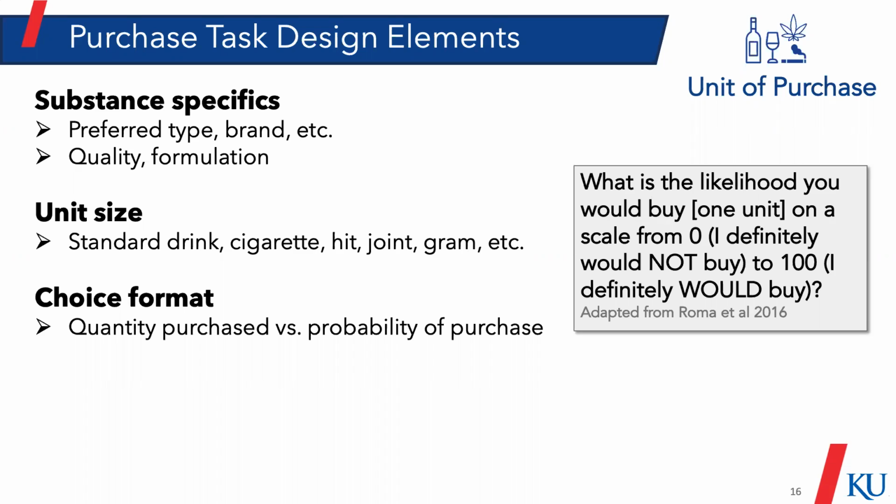And Roma et al. did a really elegant study where they looked at quantity of purchase versus probability of purchase. And for certain big ticket items, it really made more sense to do probability of purchase. For example, refrigerators. You're not going to buy 10 refrigerators, but the probability of purchasing a refrigerator at a given price is a valid response. And so there's increasing interest in using probability of purchase instead of quantity of purchase.